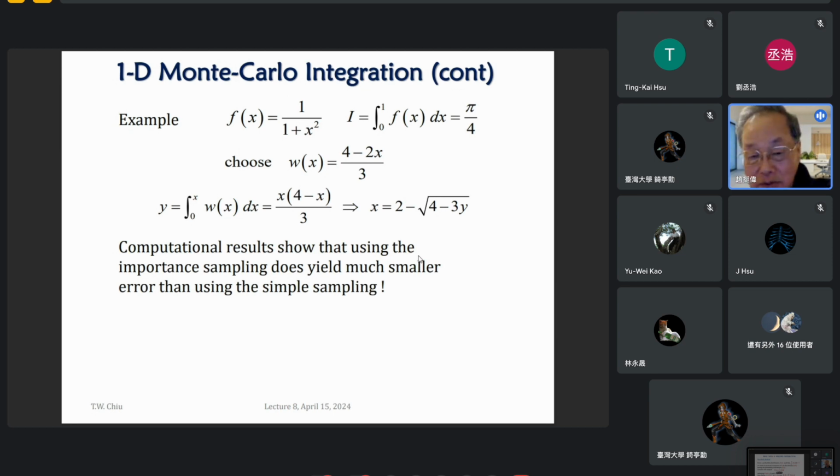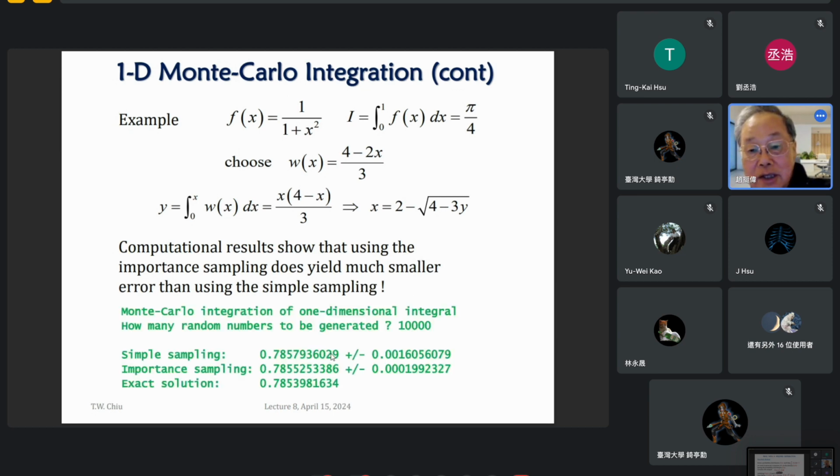Now, this is the actual simulation result. If I only use 10,000 points to do this one-dimensional Monte Carlo integration with simple sampling, I get this, and this is the error. Similarly, if I use 10,000 points to do the importance sampling with this w(x), I get this answer and this error. You can see the error is much smaller than this one, by an order. And the exact solution is this.